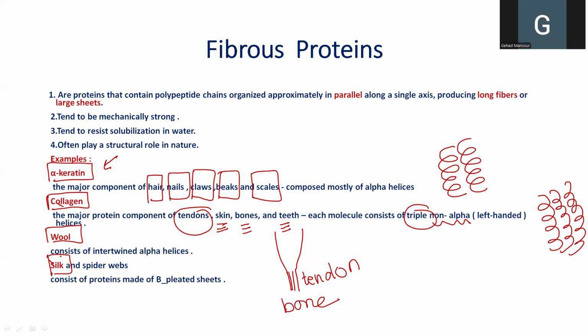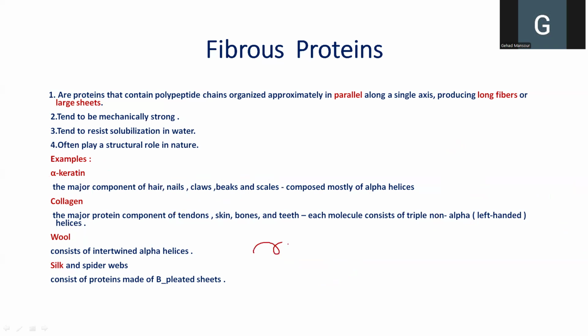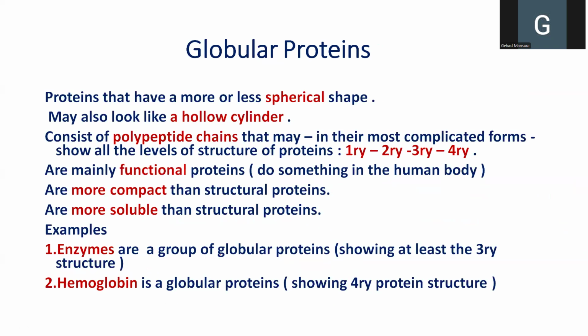And then we have wool, and wool consists of intertwined alpha helices intermingling together. Let me first erase the ink on the screen. So intertwined alpha helices like this, for example. This is more or less how it looks. And then finally, we have silk, and silk is the only one that consists of beta pleated sheets.